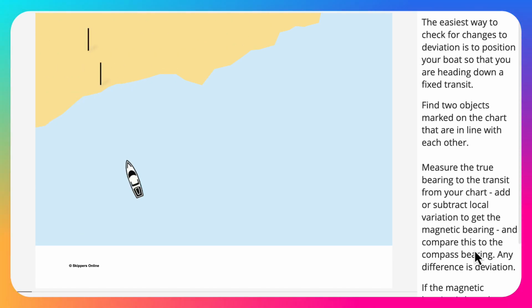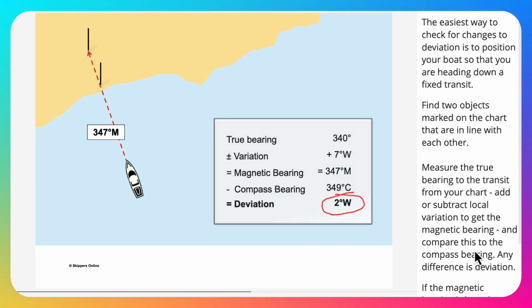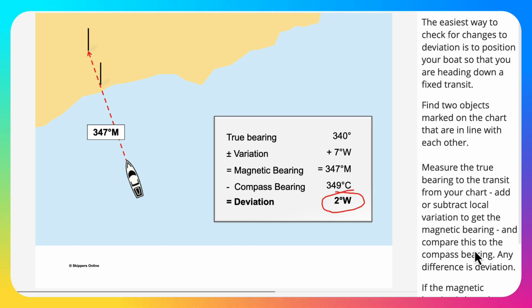The easiest way to check for changes to deviation is to position your boat so that you are heading down a fixed transit. Find two objects marked on the chart that are in line with each other. Measure the true bearing to the transit from your chart. Add or subtract local variation to get the magnetic bearing, and compare this to the compass bearing. Any difference is deviation. If the magnetic bearing is less, then the deviation is west. If it's positive, then the deviation is east. We'll talk more about knowing whether to add or subtract variation and deviation in a moment.